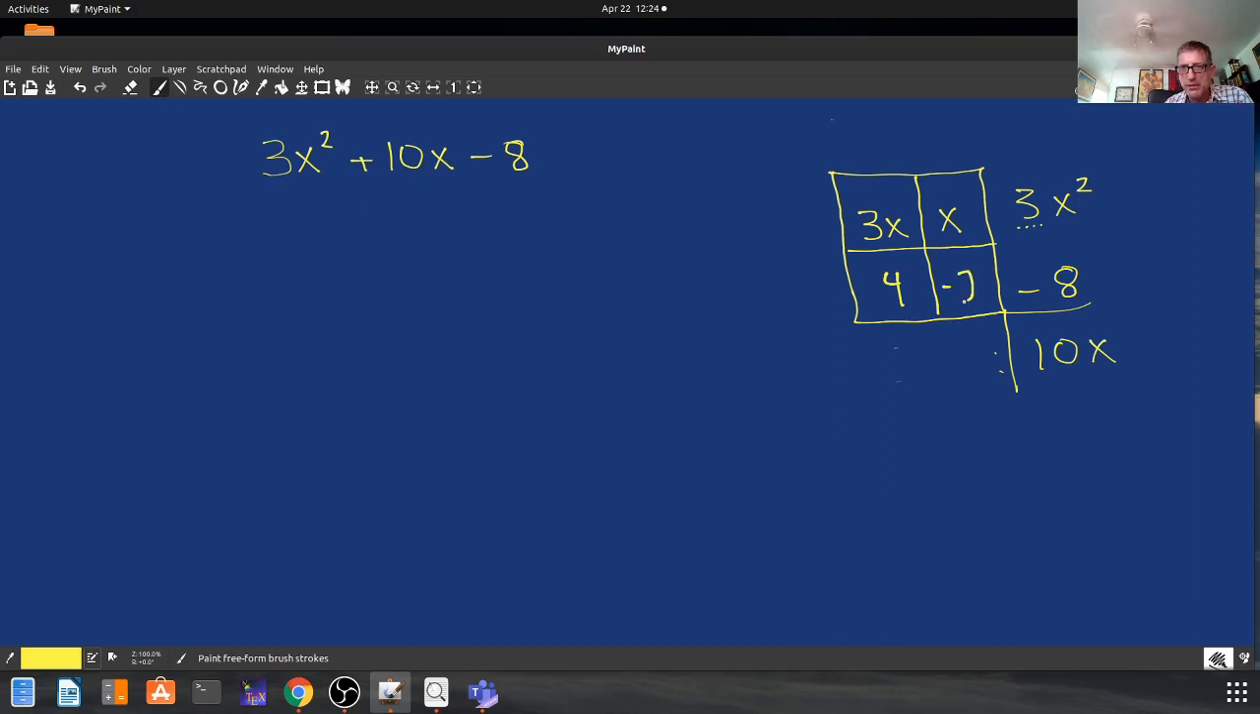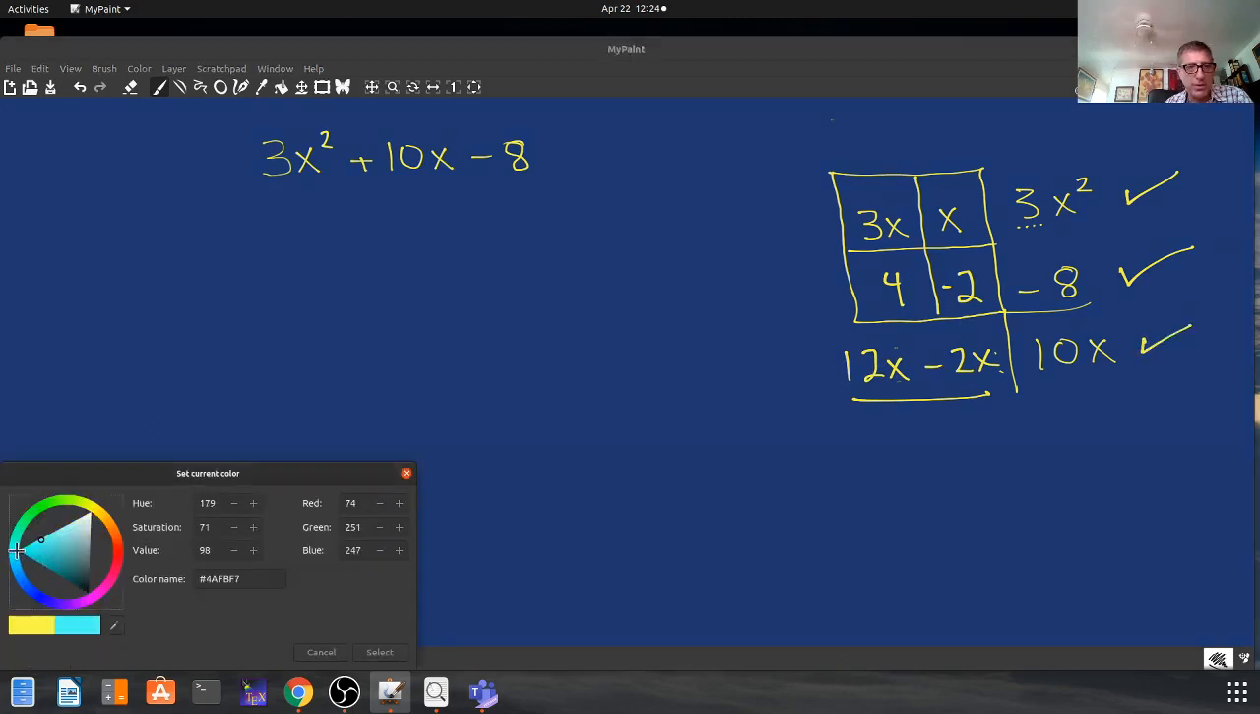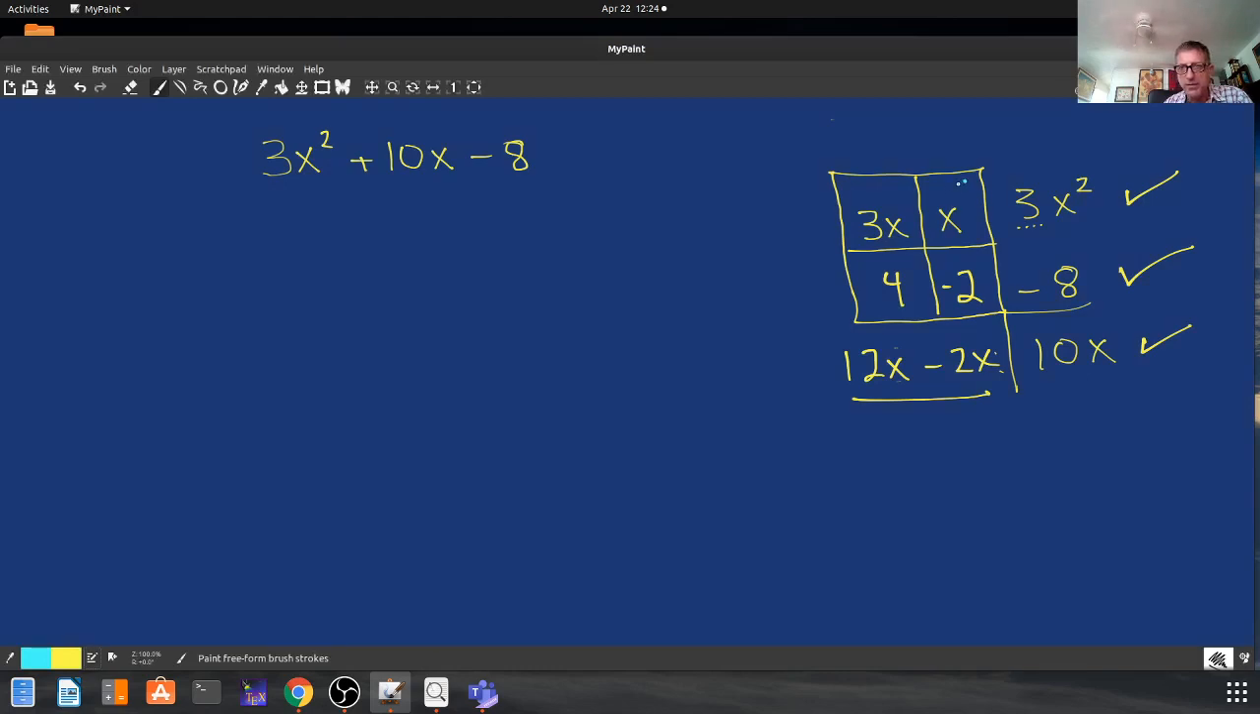And the minus 2 there. So 3x times 4 is 12x. X times minus 2 is minus 2x. That's what we needed. So let's check. 3x times x is 3x squared. 4 times minus 2 is minus 8. And 12x minus 2x is 10x. So our factorization is right there for us just to pull off the table, or the chart, or the diagram, whatever you want to call this.